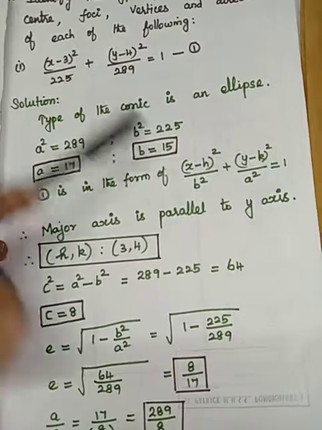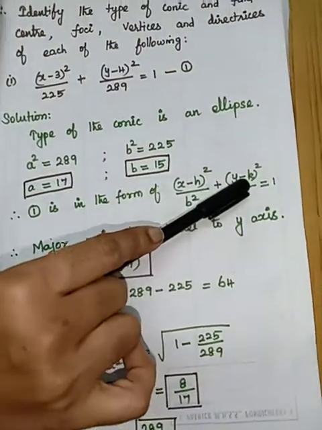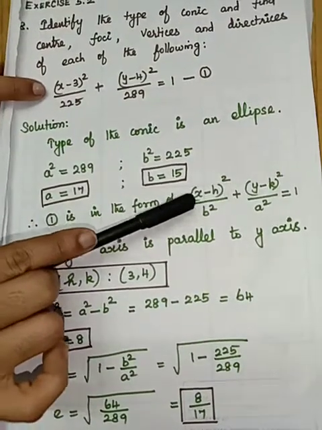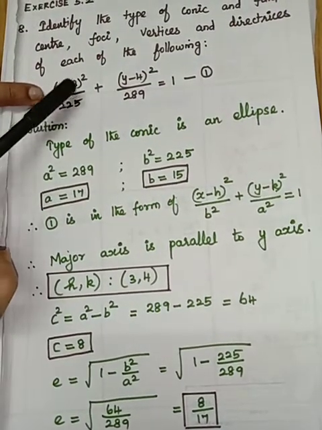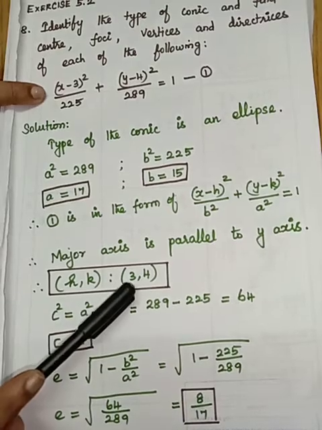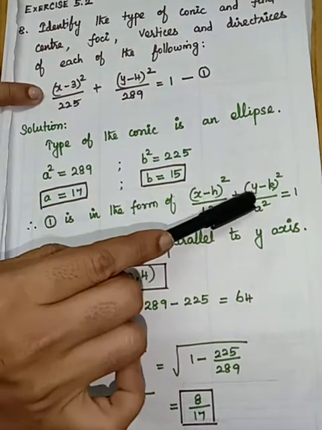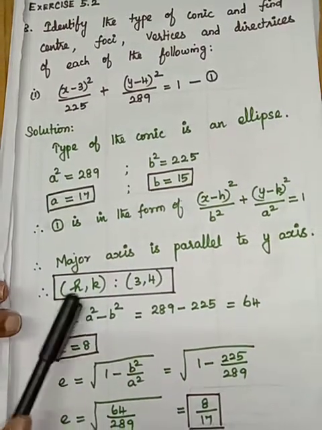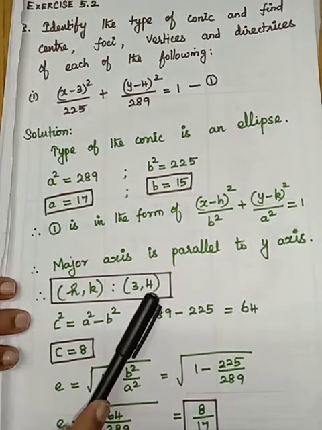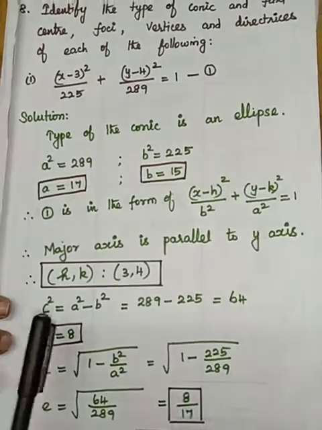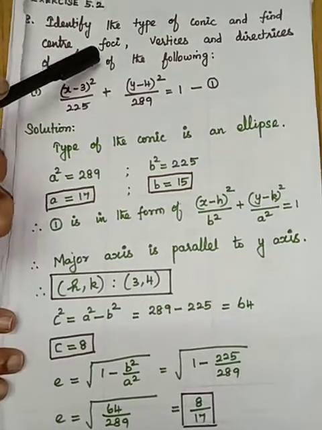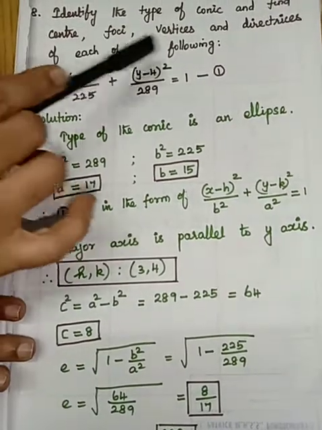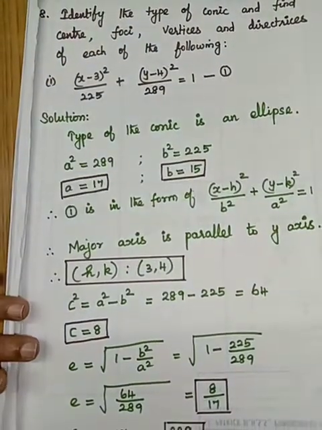While you are comparing, you can find h and k, that is the center of the ellipse. Just see x minus h, here you have x minus 3. So in the place of h you can write 3. Compare y minus k, here y minus 4. So k is 4. So h comma k is 3 comma 4. Next, we need the foci. For foci we need c or ae. So we have to find that. And for directrices, what is needed?